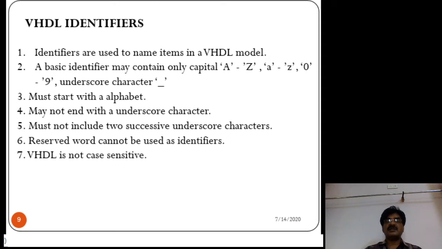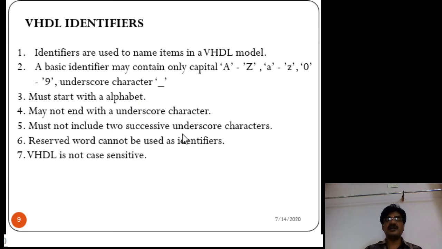What different characters can you use in that group? It allows all the alphabetic letters A to Z. As I said already, the language is not case sensitive, therefore if you use either a capital letter or a small letter, it is treated the same. It allows all the digits 0 to 9. But coming to special characters, only underscore you can use, only underscore. Then the identifier should start with an alphabetic letter only, not with a numeric digit or the special character underscore, and may not end with an underscore.